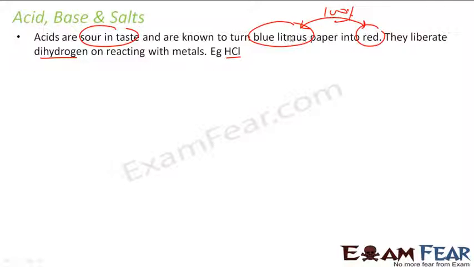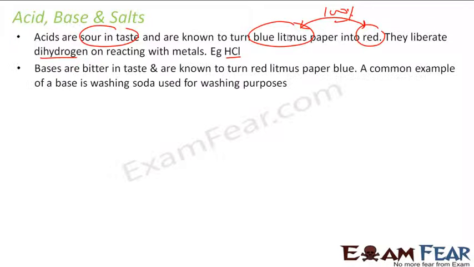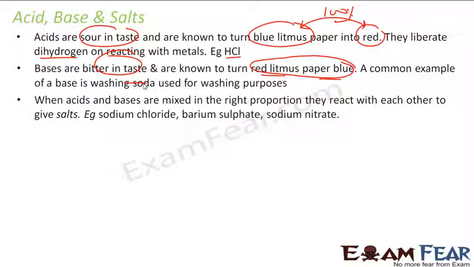There is a litmus paper you must have used in your lab, which, if you are using blue ones, will convert to red. Bases, on the other hand, are bitter in taste and they turn red litmus to blue. So if you have red litmus paper, it will convert to blue. And a good example is washing soda, which we use for washing purposes.